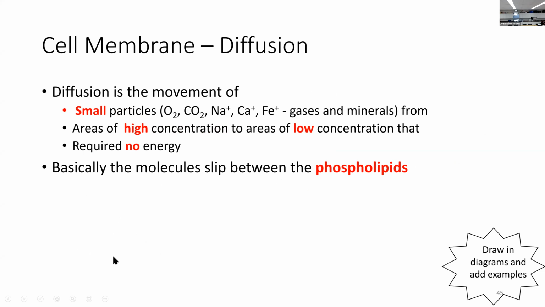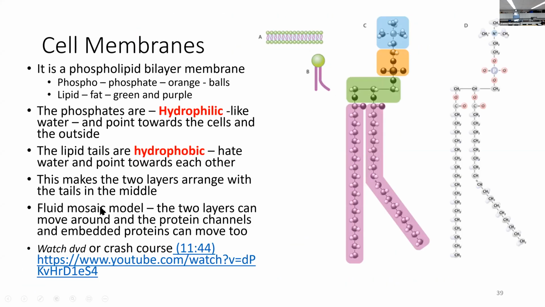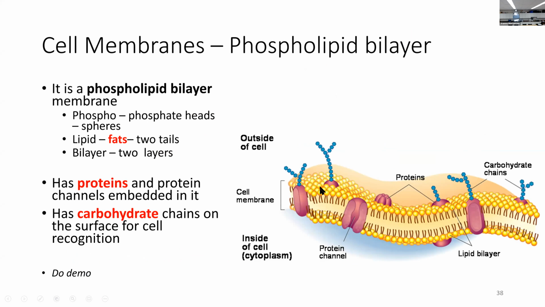So diffusion, small particles, not including water, always from areas of high concentration to areas of low concentration. And one of the ways it happens is the molecules just slip between the phospholipids. So the molecules are so small, they can just get through in between.